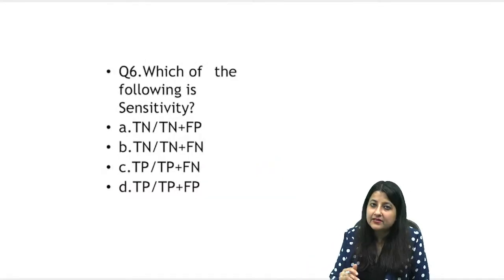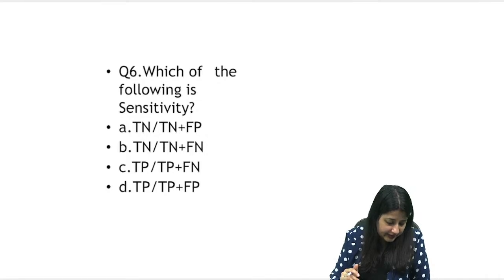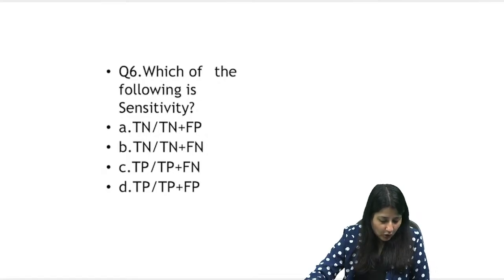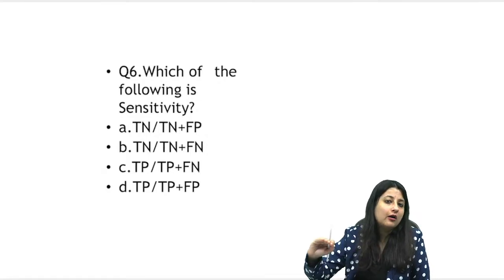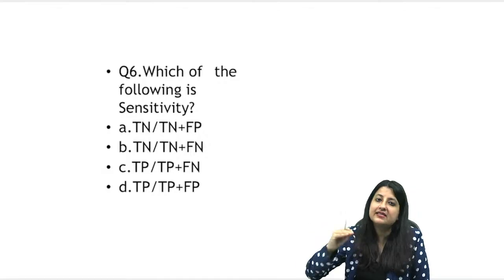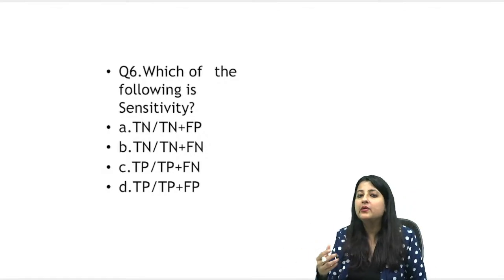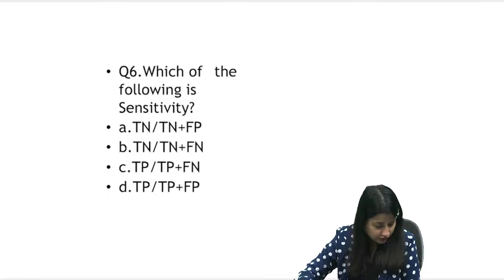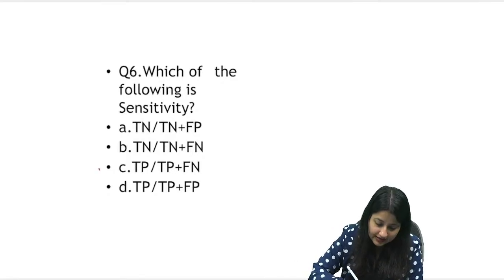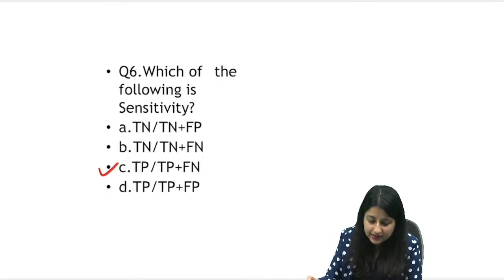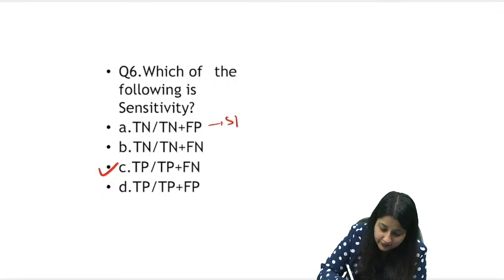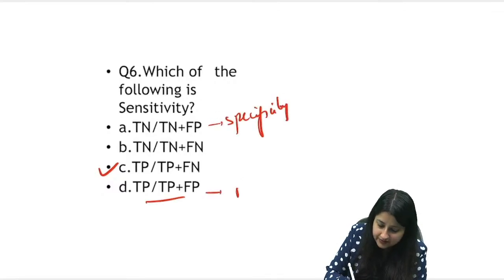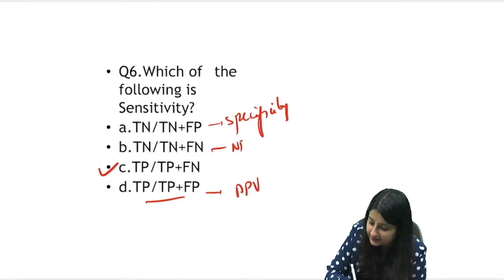Give me the answer to this. Which of the following is sensitivity? Yes, probability to correctly rule out the disease or exclude the disease is negative predictive value. Probability to correctly include the disease is positive predictive value. चलो इसका आंसर क्या है? अब इसमें ज्यादा टाइम नहीं लगाना है. Sensitivity is TP upon TP plus FN. Okay, what is specificity? This one's your specificity. Then all positives, this is PPV, and all negatives NPV. Clear?